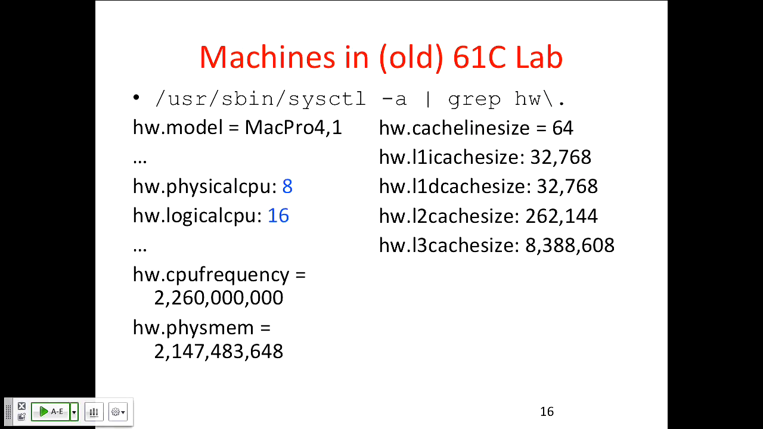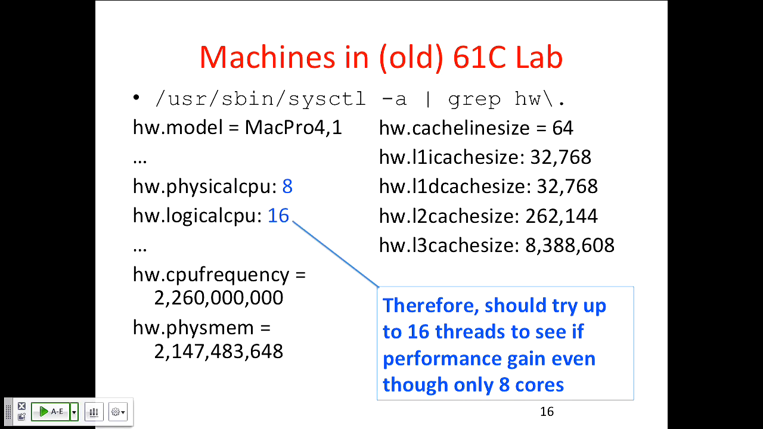So the machines, I think these are similar to the current machines. I haven't updated this slide. Yeah, I think the current machines are the same. You actually have 8 cores and 2 threads per core, so 16 hardware threads total, in the machines that we're using in the project. So you should be trying to use up to 16 threads to get the most performance.